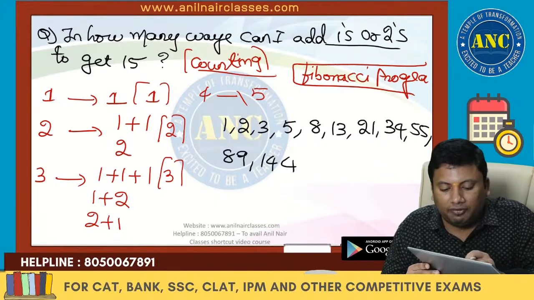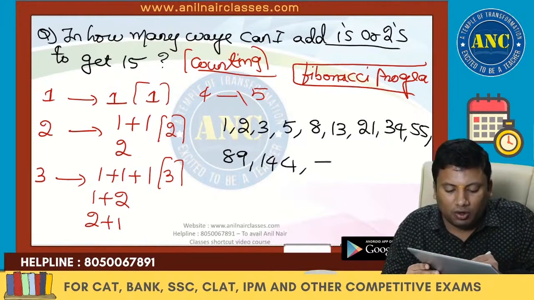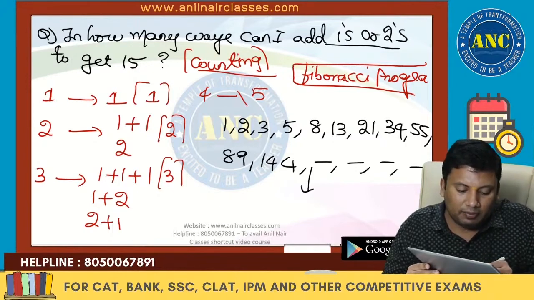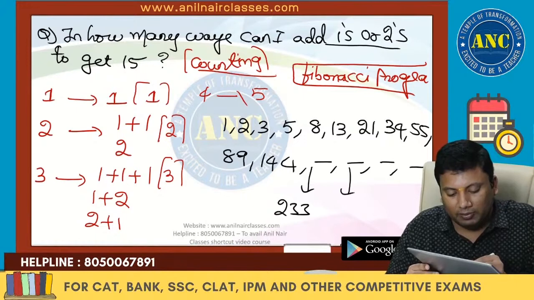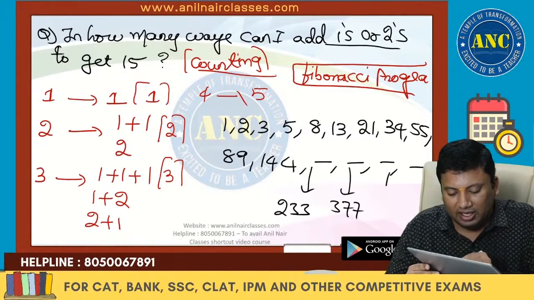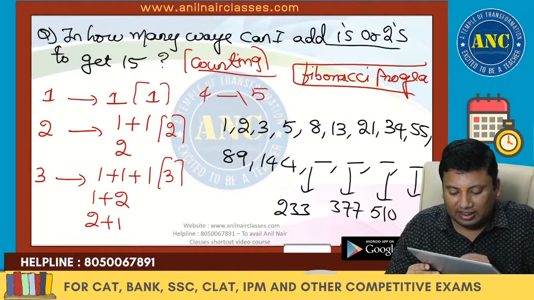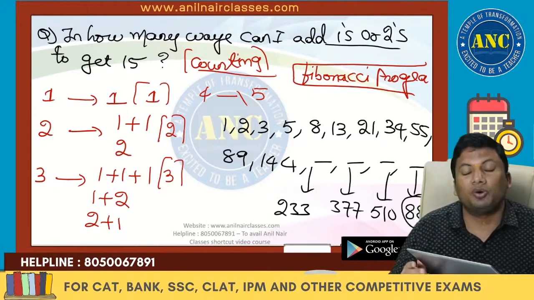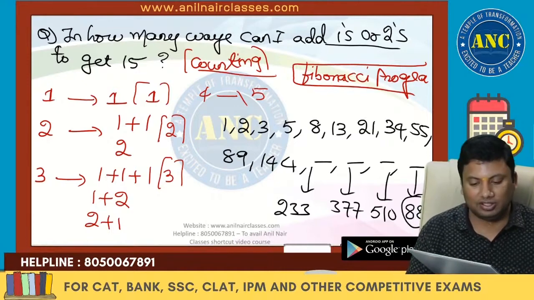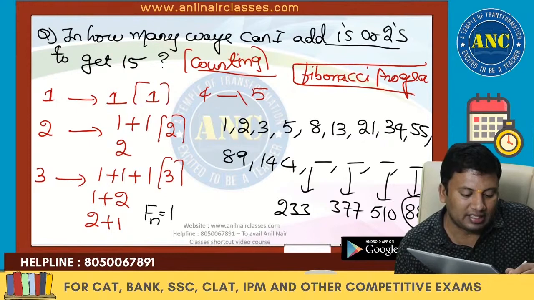1, 2, 3, 4, 5, 6, 7, 8, 9, 10, 11, 12, 13, 14, 15. These are nothing but 233, 377, 610, 987. He thought so many cases are there, so I will leave this question. A beautiful application of a Fibonacci series.